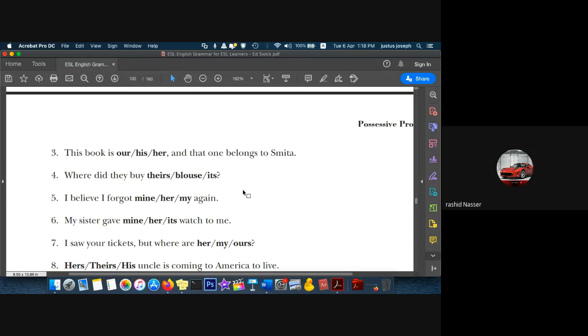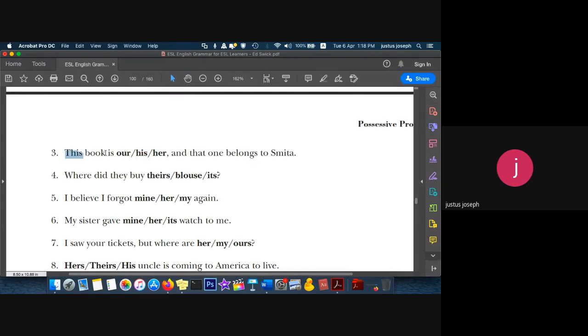This book... Her. Our. His. If I have to use her, I have to use hers. What is the plural form of his? It is his itself. We looked at it, I showed it. Yes. So the only option I'm left with is his. Okay.